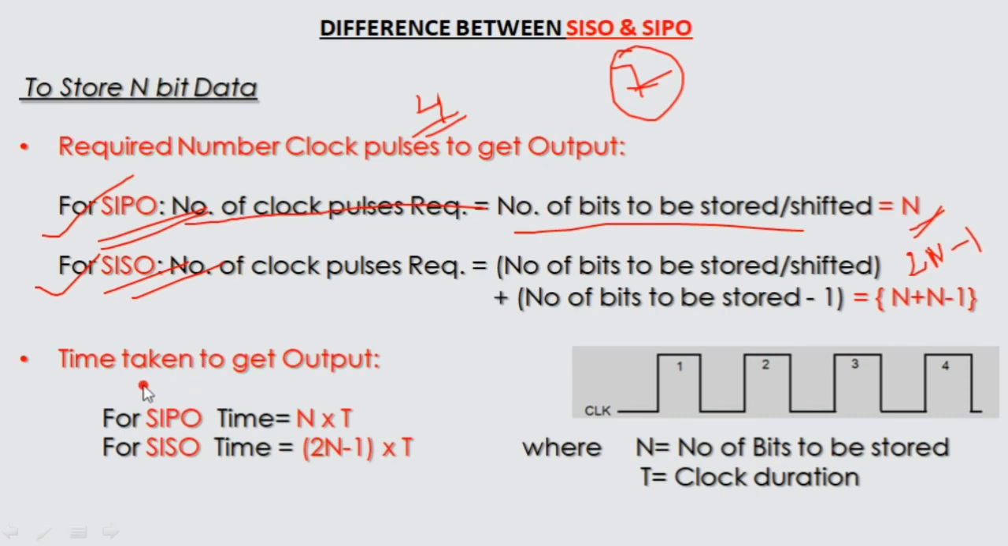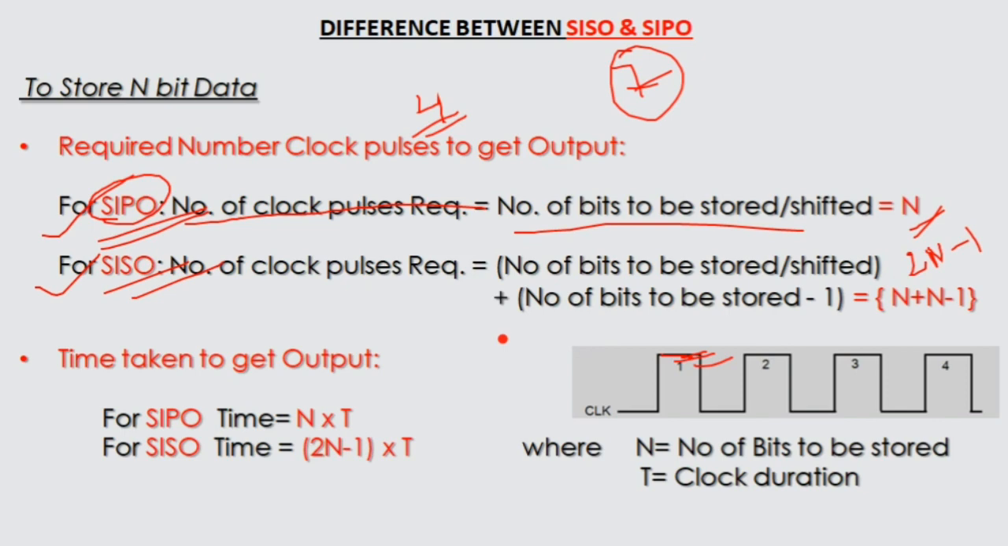And the next difference is time taken. Time taken is also less for SIPO because only 4 clock pulses. N into T, where N is the number of bits to be stored and T is nothing but clock duration. Either 2 seconds or 3 seconds or 4 seconds, whatever clock pulse we have taken, clock duration into number of bits. Here it is 2N minus 1 into T, again clock duration. This is the difference between SISO and SIPO.